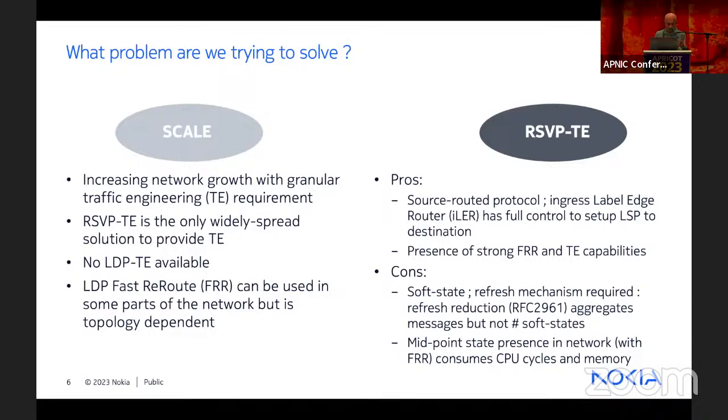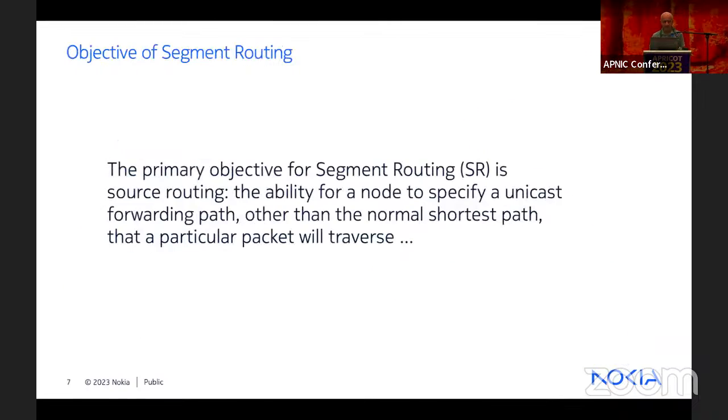Now, the more state you have, the more memory you'll consume, the more control plane traffic, the more CPU cycles you'll burn when things go wrong and you have to reroute and so on. So that's not necessarily a good thing. So that's the problem we actually set out to solve here with segment routing.